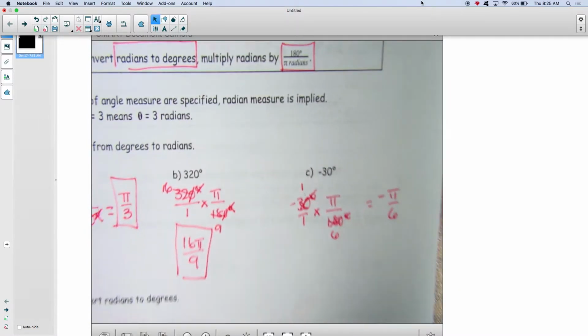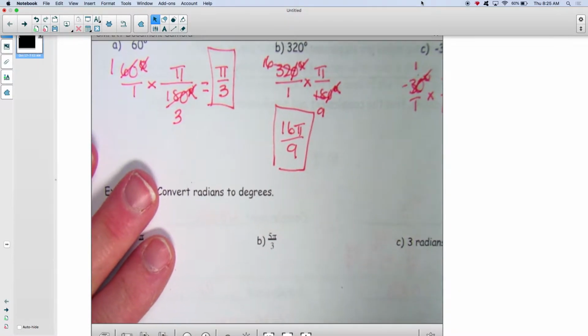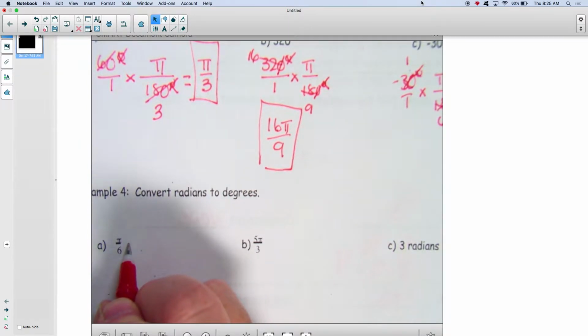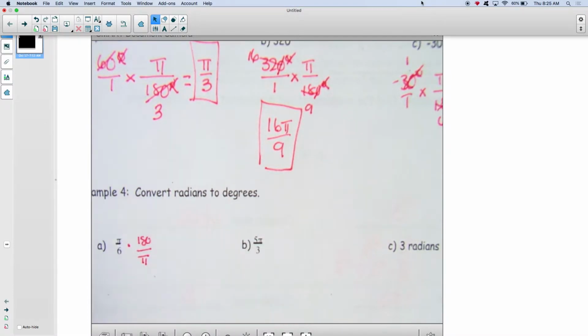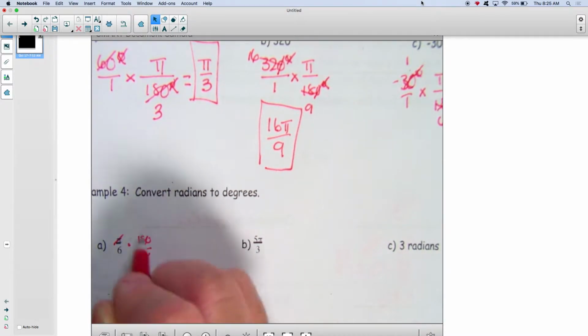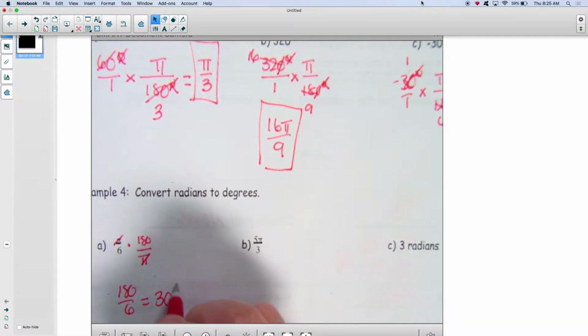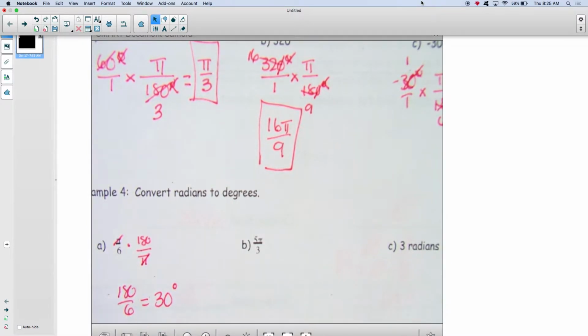All right, then at the bottom, we're going to convert radians to degrees. That means we're going to multiply by 180 over pi. What happens to the pi's? They cancel out. And we get 180 divided by 6, which is 30 degrees. We just had that up here for C, 30 degrees was pi over 6.